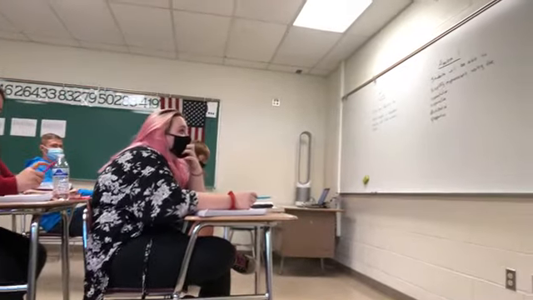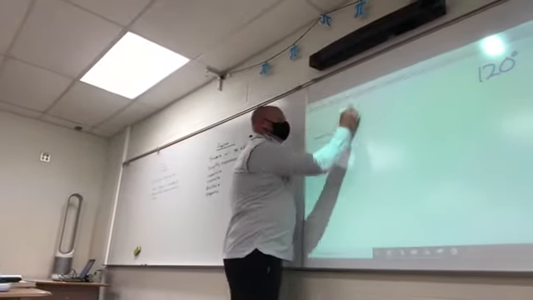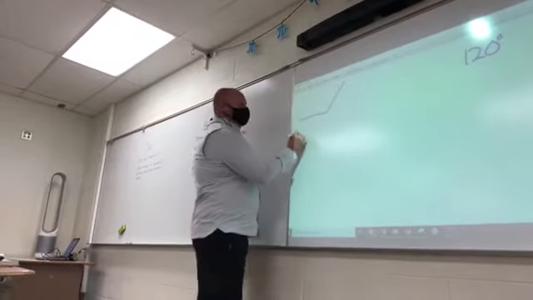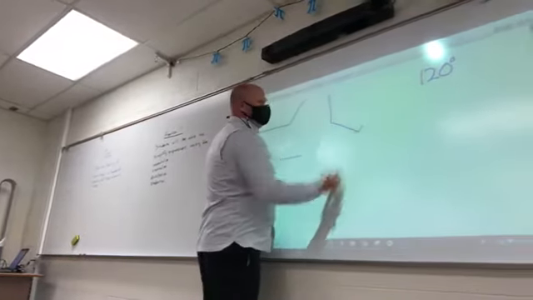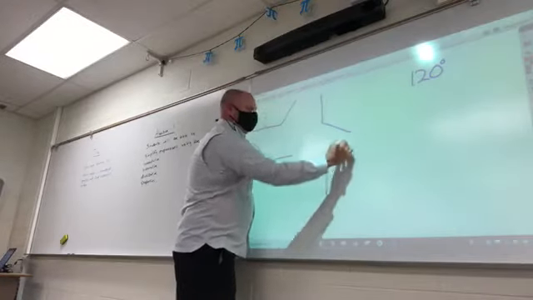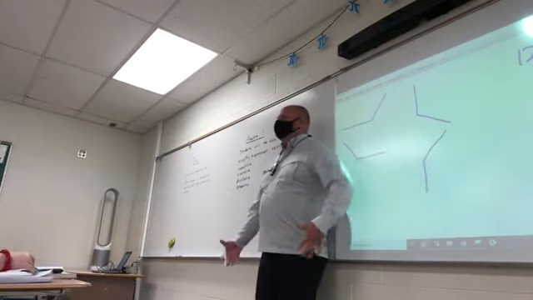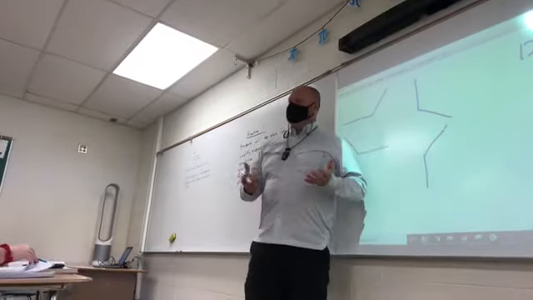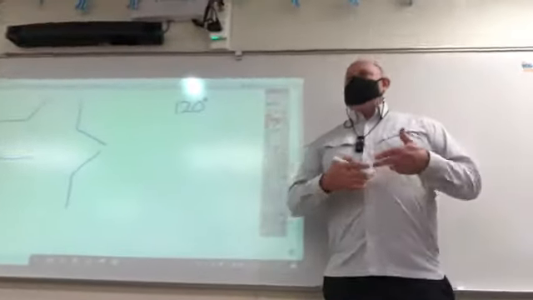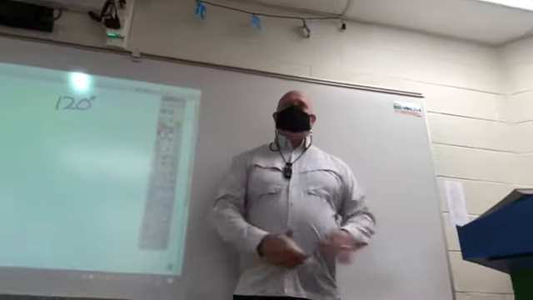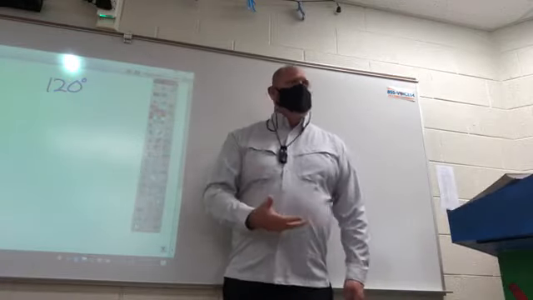Okay. Here's the problem. What I just saw, some of you drew something that looked like that. Some of you drew something that looked like this. Some of you drew something that looked like that, and some of you drew something that looked like this. What's the problem here? We're all drawing something slightly different, right? So in trig, when I say draw a 120 degree angle, everybody has to draw exactly the same thing, okay?